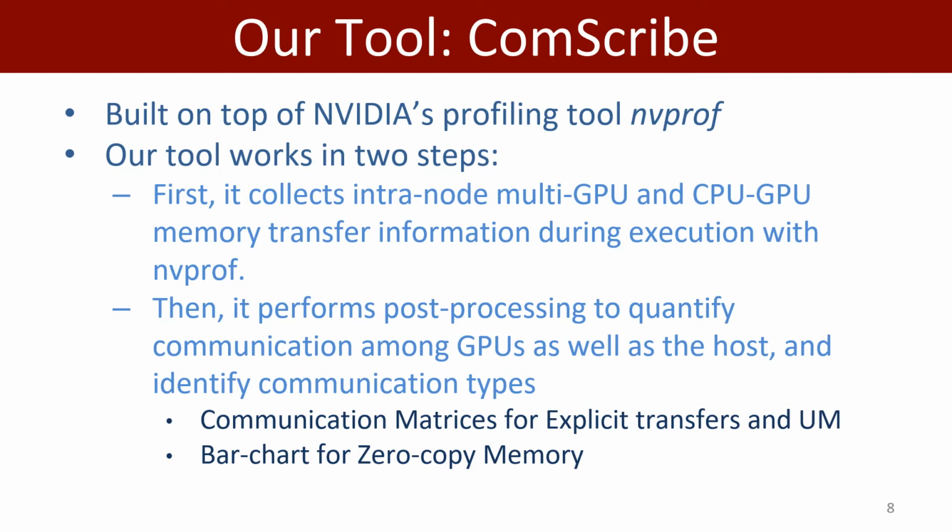ComScribe is built on top of NVIDIA's profiler NVProf, and briefly it works in two steps. First, during application execution, it collects the intra-node data transfer information using NVProf. Then, it processes the collected information to identify and accumulate the communication among GPUs as well as the CPU. Note that ComScribe also identifies different types of communication. It will generate a bar chart for zero-copy memory transfers and communication matrices for unified memory and explicit transfers.